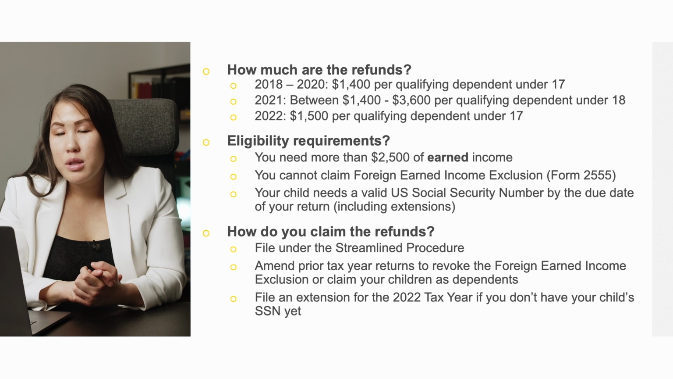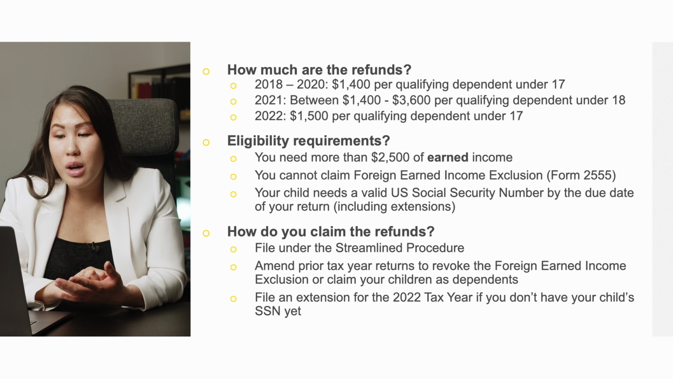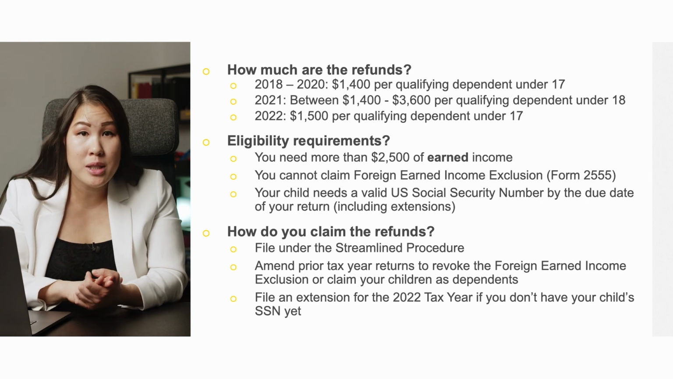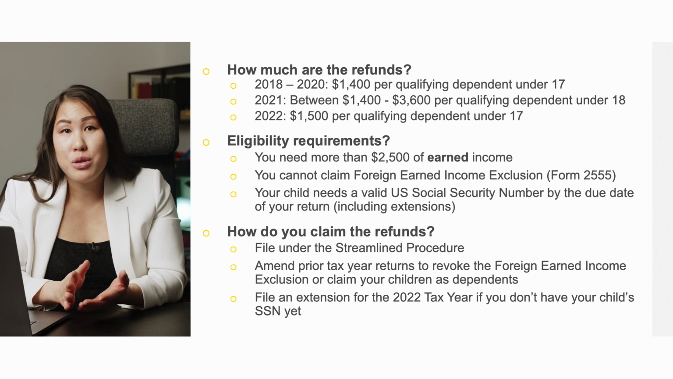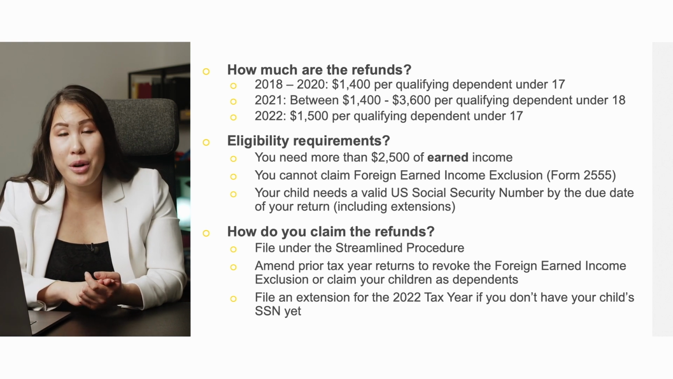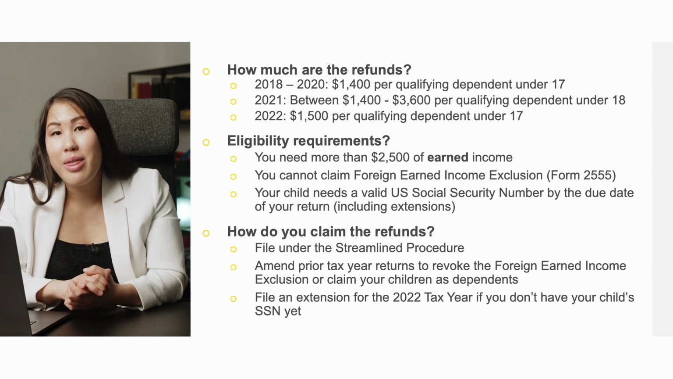So obviously there's a couple things to note. You do have to have some earned income, so $2,500. You cannot claim the foreign earned income exclusion. So if you're thinking, hey, I have children that are under the age limit, they have Social Security numbers, I've never seen this refund, what are you talking about? Look for Form 2555. If that's in your tax return, that is what's preventing you from getting this refund.